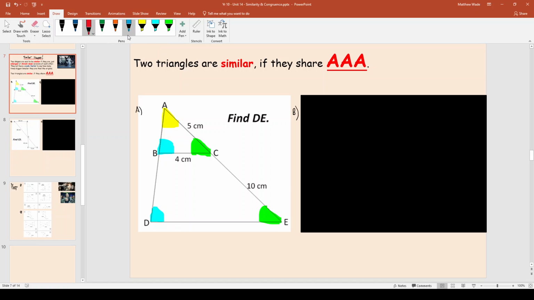Now, it wants us to find DE, which is the bottom length here. I'm going to call it X, okay? It wants us to find DE, which is the entire bottom length. Now, in order to get DE from the big one, here's what you got to do. We're going to have to actually work out what's called the scale factor. We need to know how many times bigger the big triangle is than the small one. And here's how you do it. You get a scale factor like this.